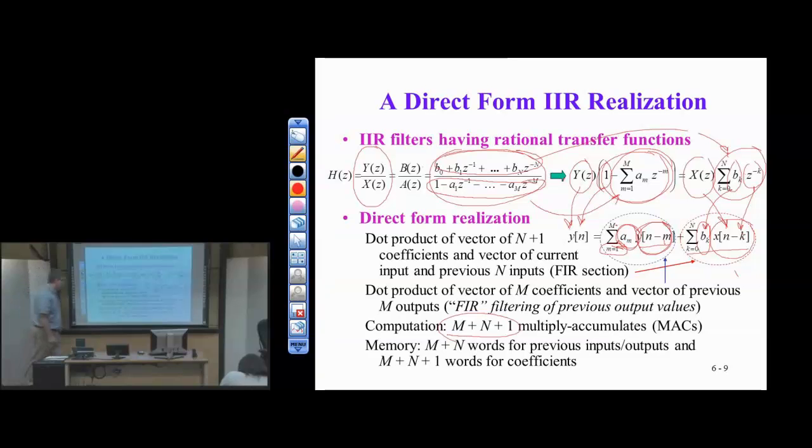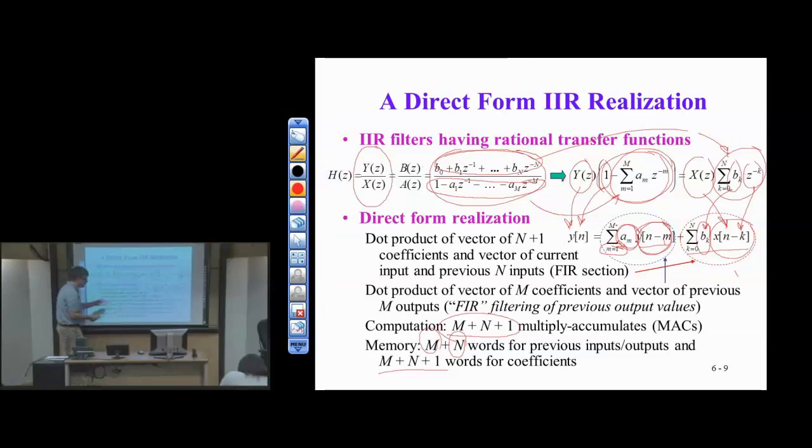I need to store the capital M previous outputs and the capital N previous inputs, and I need to store M plus N plus 1 coefficients. So I'm linear in terms of complexity in both computation and in memory storage. So I'm linear in both.